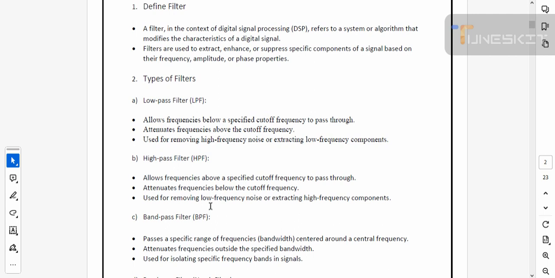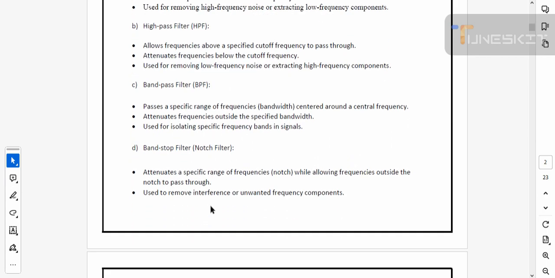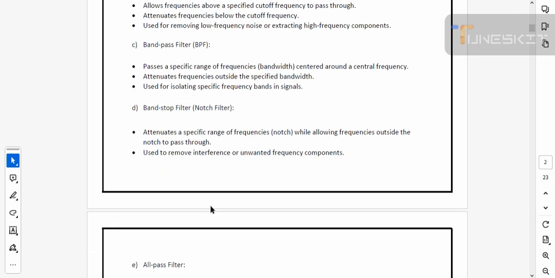The first type is the low pass filter. It allows frequencies below a specified cutoff frequency to pass through. The other type is the high pass filter. In this type, it allows frequencies above a specified cutoff frequency to pass through. The band pass filter passes a specified range of frequencies centered around a central frequency. Basically, it is used for isolating specific frequency bands in signals.